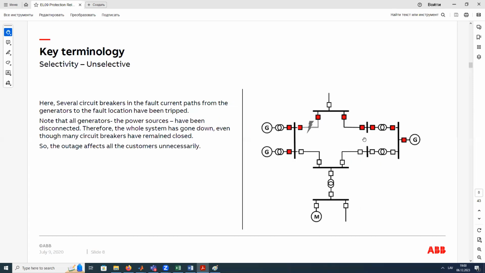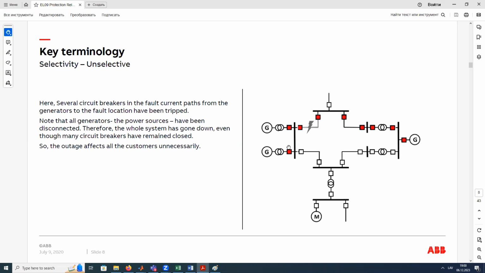For example, like here. There is a fault in the network, a high current. How does the current flow? Very simple, from the generators, because the generator is the source of current. The fault is here, and high current flows from this generator, from this generator, from this generator. It means that the relay protection devices that protect this transformer, this line, this bus, this generator, they all see the high current. But only the relay that protects this line should operate first.